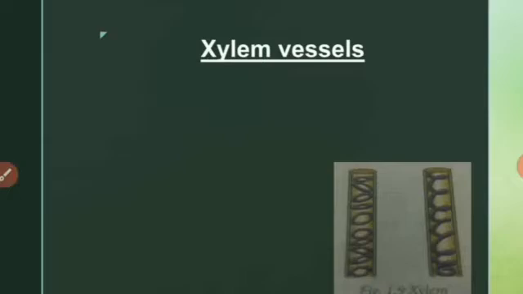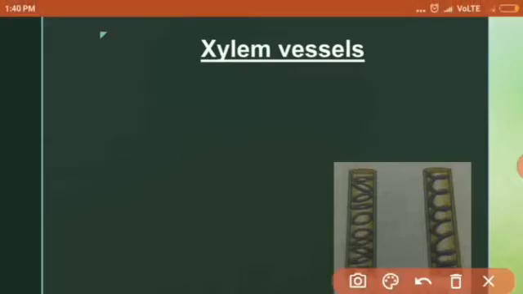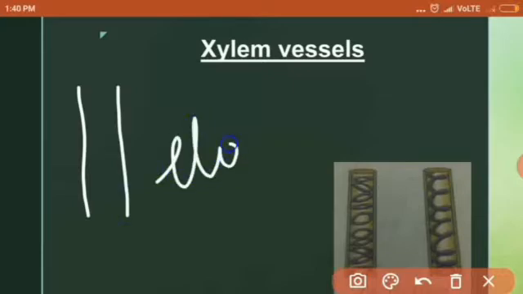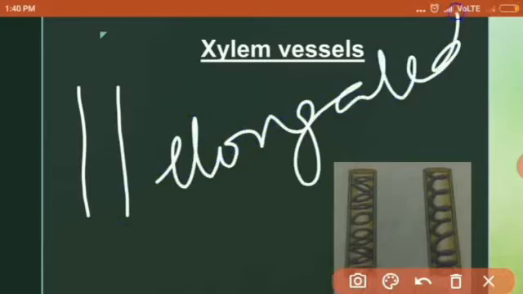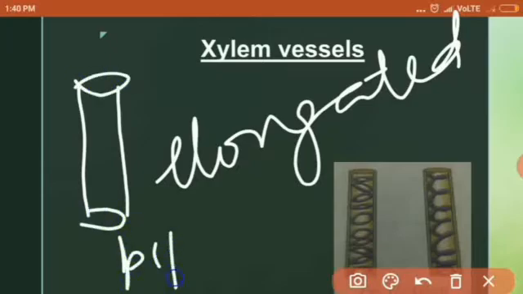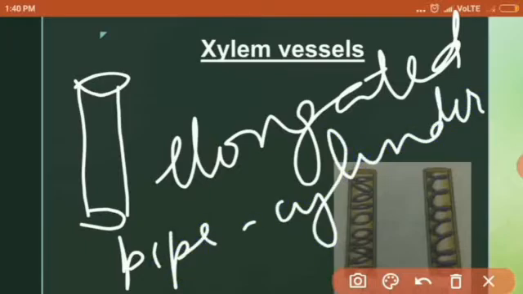What you can see here in this figure is that xylem vessels are elongated. It is long when we talk about the structure of a xylem vessel. Then you can see that the shape is like a pipe. And what is the shape of a pipe? Cylinder, cylindrical. Okay, so this is elongated and cylindrical in shape, a tube-like structure.